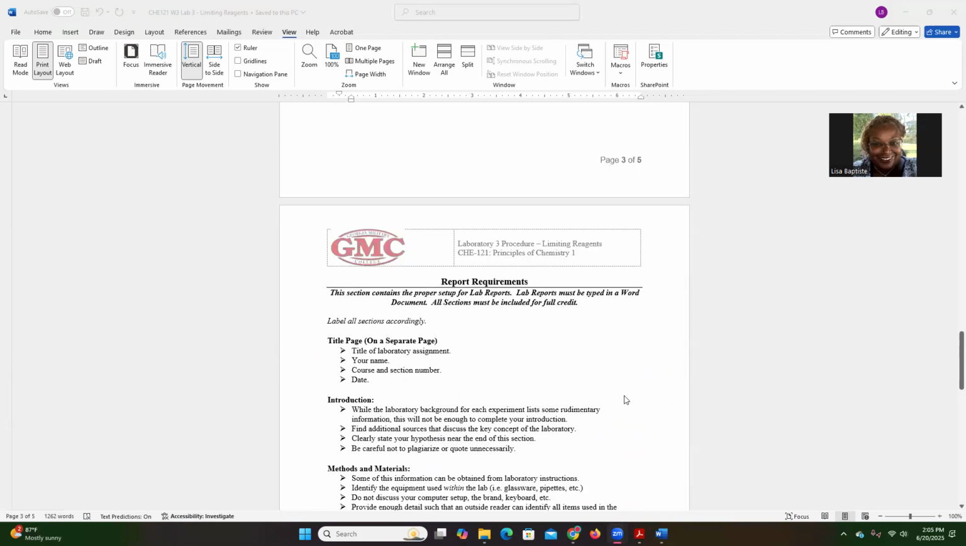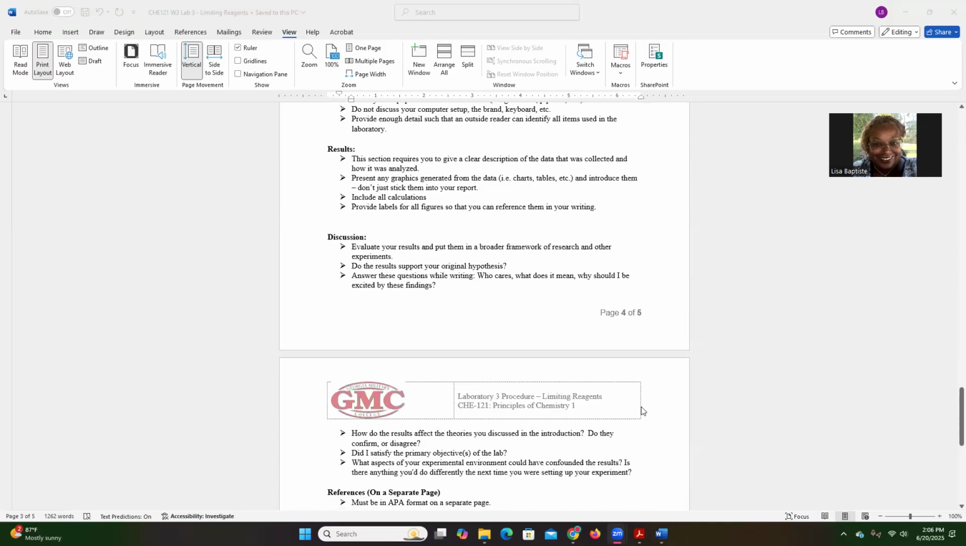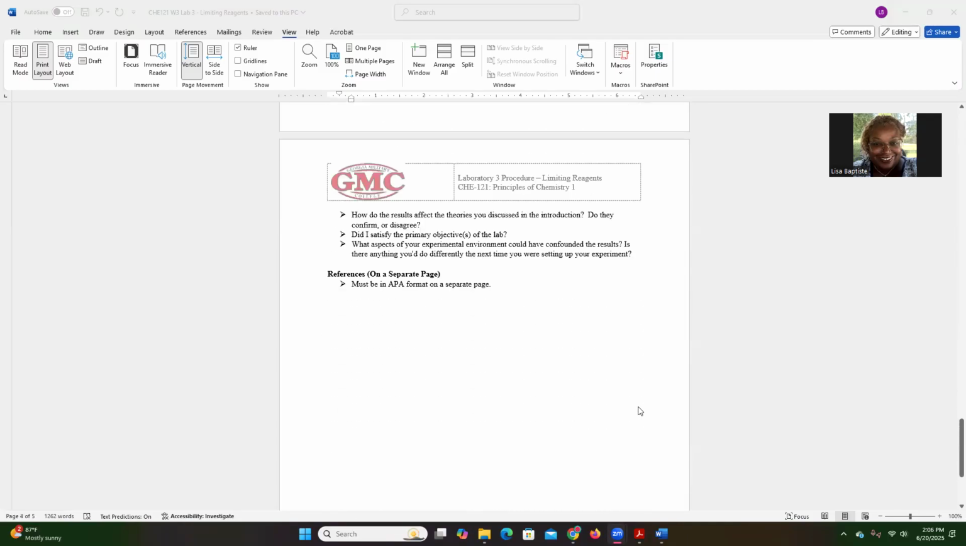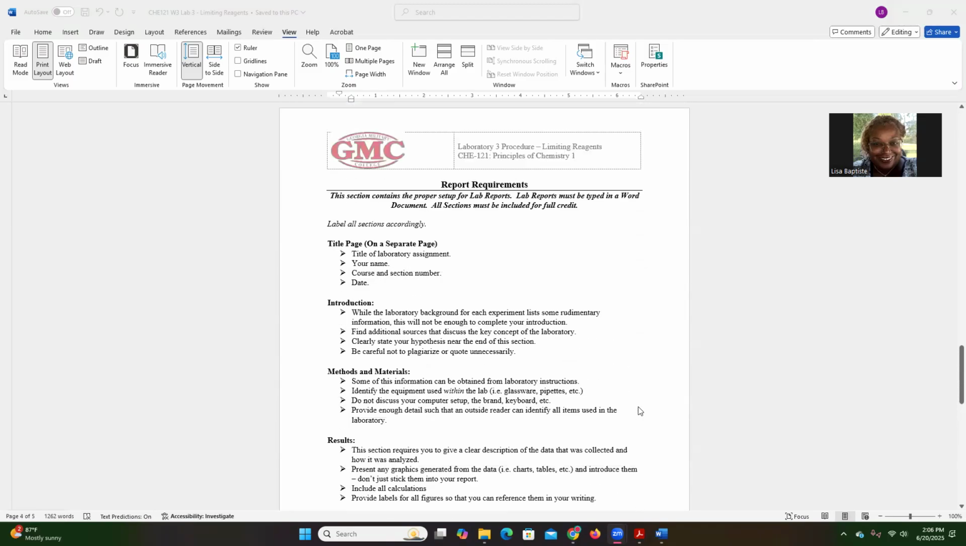So the rest of the information on here is the report requirements. I do want to go back over this just to reiterate what all should be included in your lab report. So your title page, that's on a separate page. You have the title of the laboratory experiment, which in this case is limiting reagents, your name, the course and section number, and the date. Very important. That's on its separate sheet.